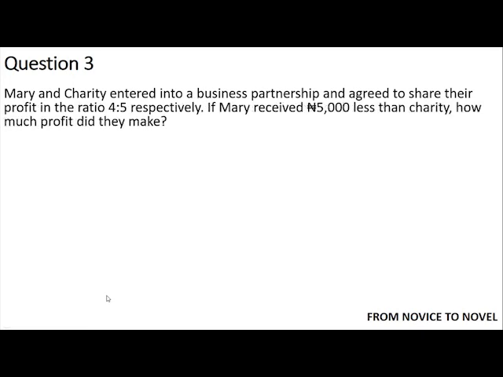Mary and Charity entered into a business partnership and agreed to share their profits in the ratio 4:5 respectively. When you see this "respectively," that means that in the same order that the question is being given, Mary takes this 4, Charity takes this 5. That's the meaning of respectively. Now, if Mary received 5,000 naira less than Charity, how much profit did they make?